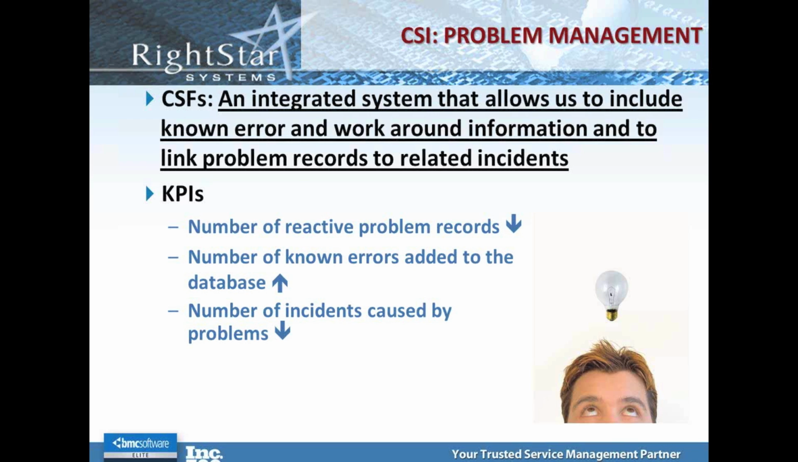For problem management, there might be different types of KPIs. If we are really looking to have an integrated system that provides us with good knowledge or known error information, then we would want to measure things like how many of these known errors we are actually adding to the system. Are we keeping good track of known errors? Are we publishing those knowledge articles?